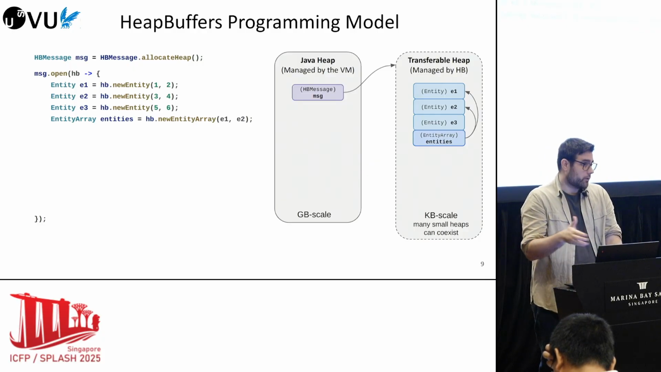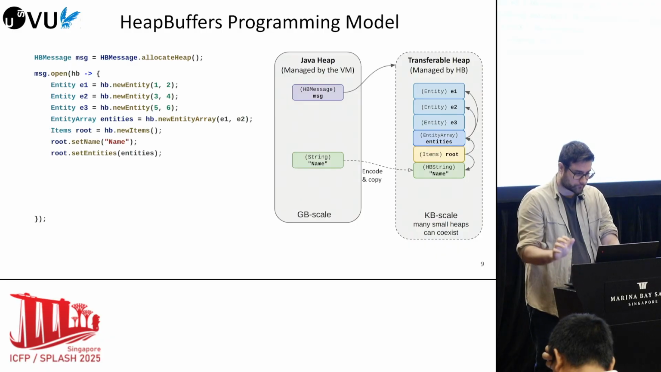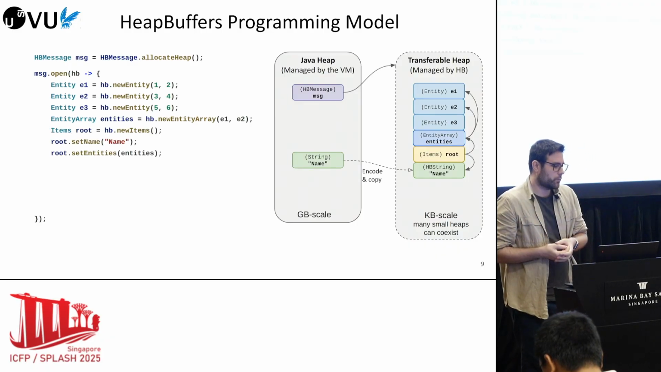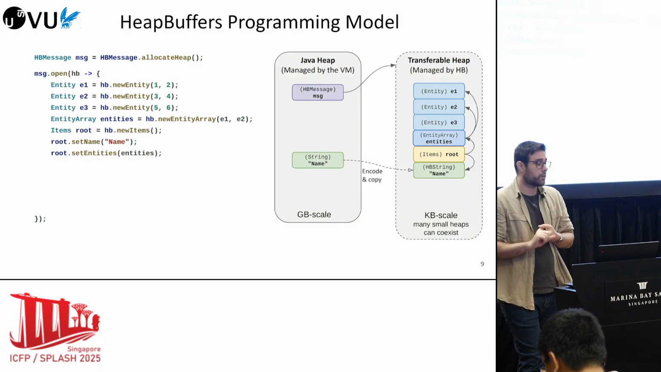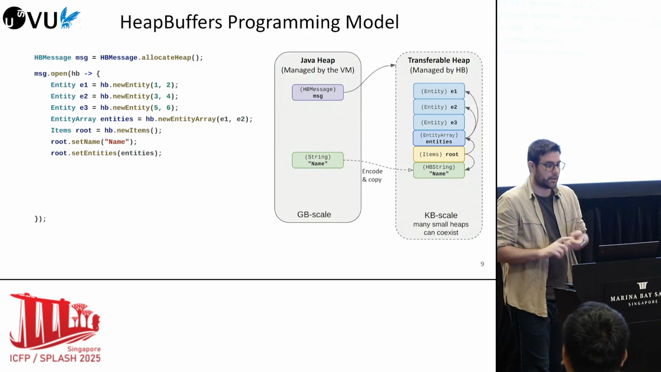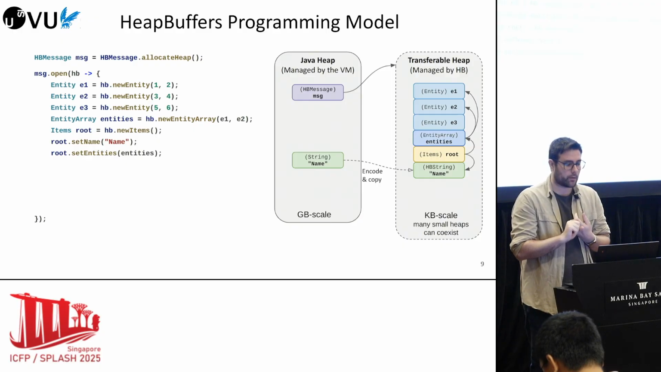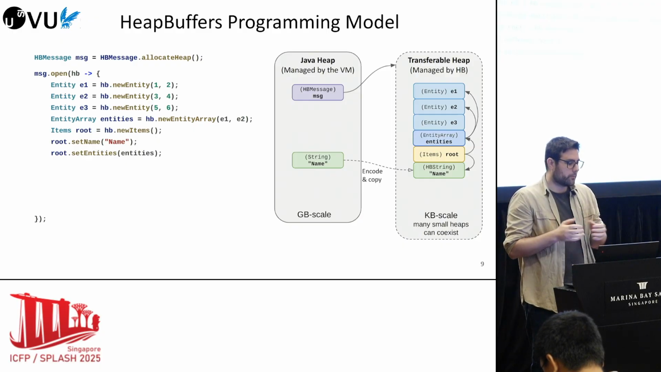So we have more information about this in the paper. Let's continue our example. We can keep creating new objects. So this is the root of our message. We create a name and assign the array of entities. For the name, something special happens.